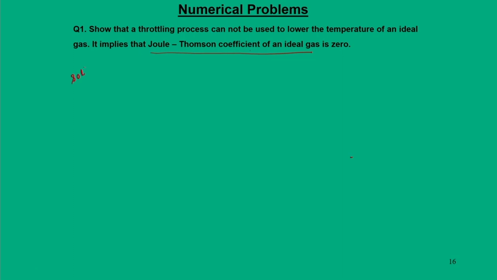To start with, we can recall the fundamental expression that we derived, between specific heat Cp and mu J. We can write mu J is equal to 1 by Cp into [T into dou V by dou T at constant P minus V]. This is one of the expressions that we derived in this lecture.